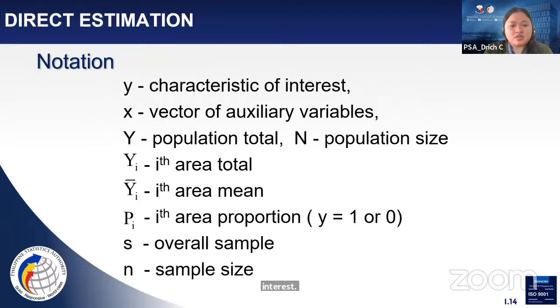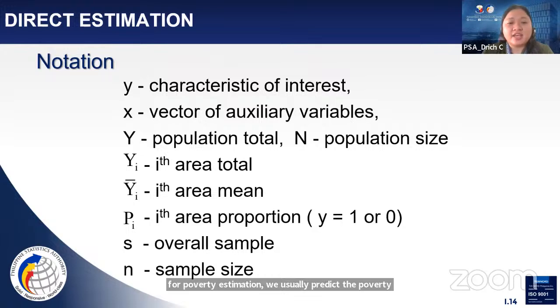And so these are just the notations that we may encounter as we go along. Y is our characteristic of interest, or for example, a certain variable we want to estimate. For poverty estimation, we usually predict the poverty incidence. Most of the time, our Y can be poverty incidence, per capita income, per capita consumption, unemployment rate, underemployment rate, whatever is our variable of interest.